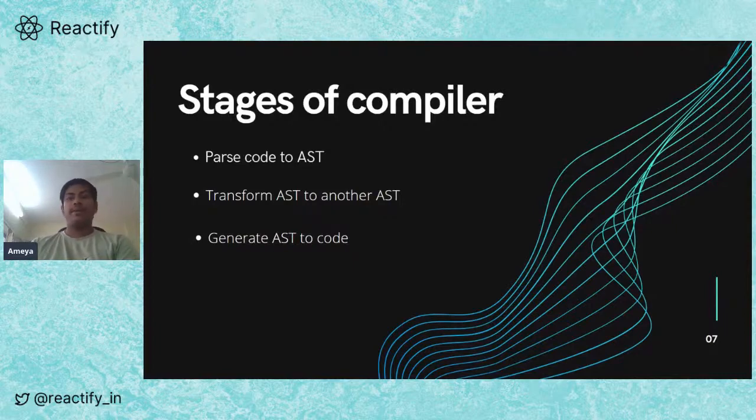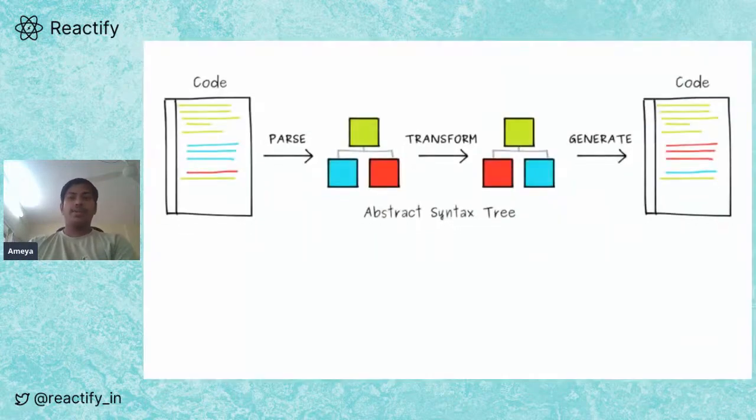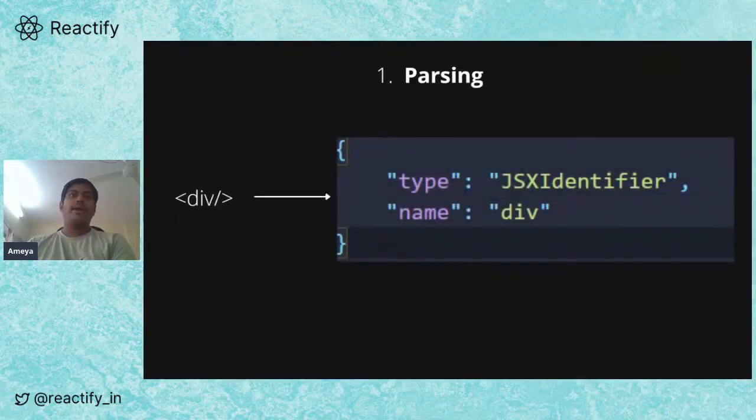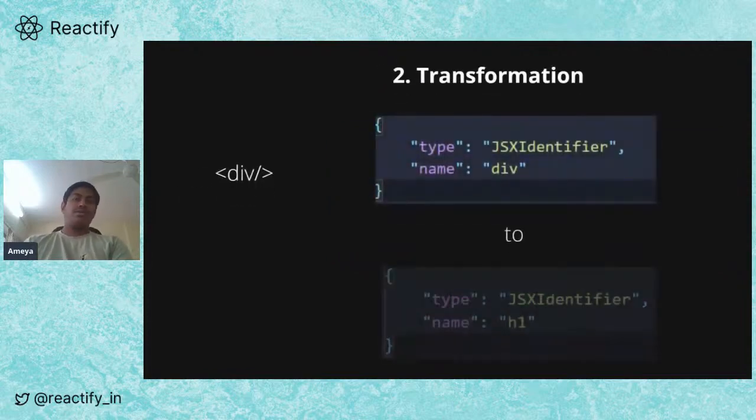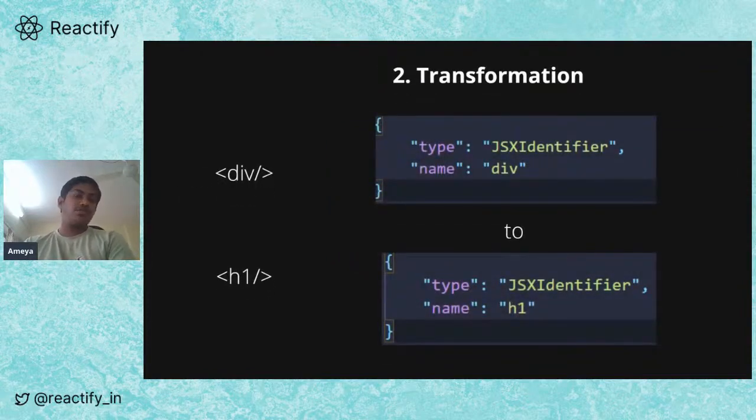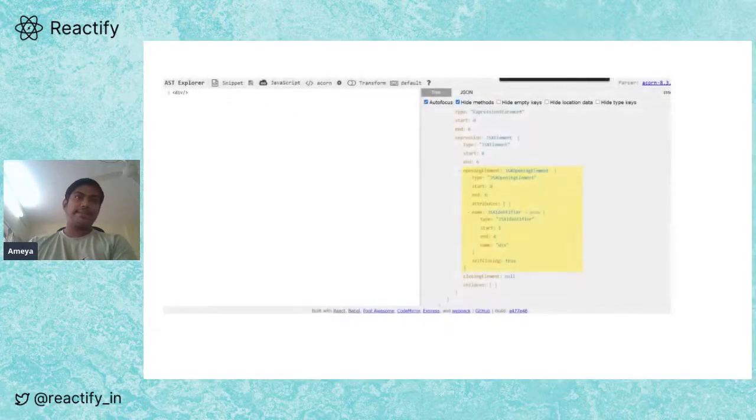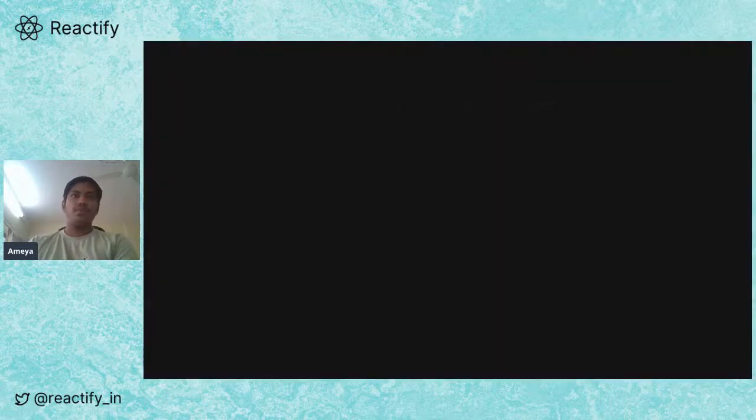First, parse code to AST. In Babel, the parser takes the string. You can think of the AST as a piece of JSON. If you have an element, it turns into an object with a type parameter and a name parameter. The next step is transformation. If you want to transform one element into another element, you have to change its name parameter. Babel is all about AST manipulation, and a new tree is generated, and that AST tree generates the code.